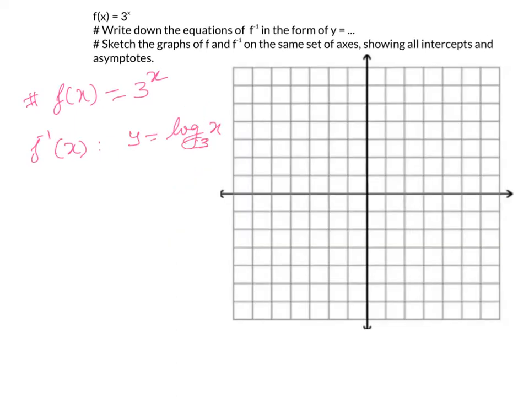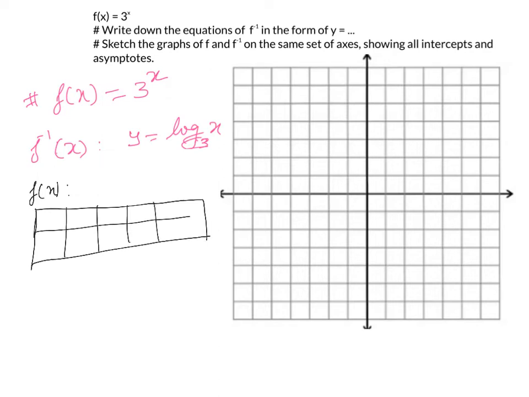Now the question here is: sketch the graph of f and f inverse on the same set of axes, showing all intercepts and asymptotes. So first let's discuss f of x. Whenever you are asked to draw f and f inverse, I would recommend the table method. It's easy to understand. So x and y, I'm talking about f of x.